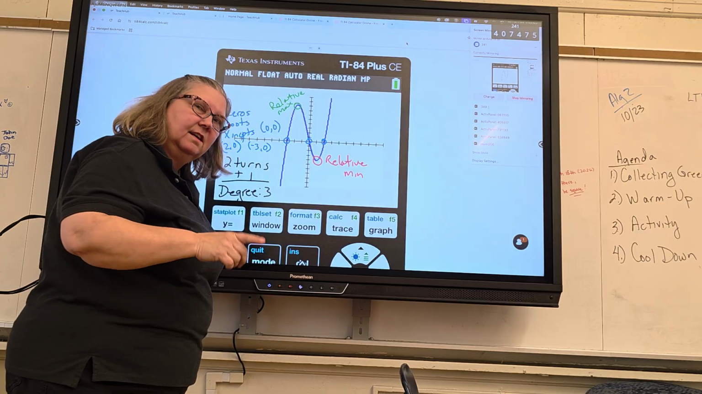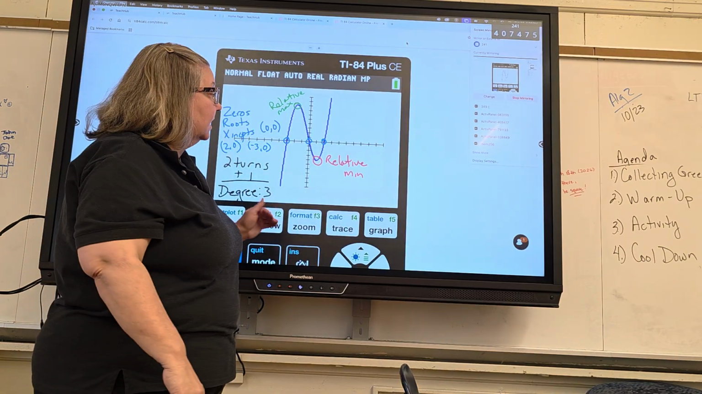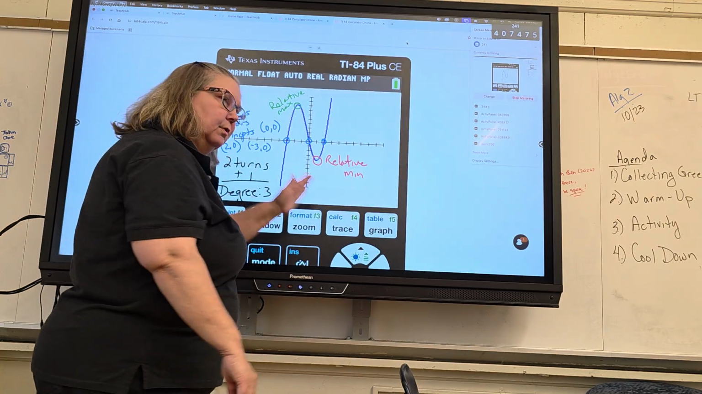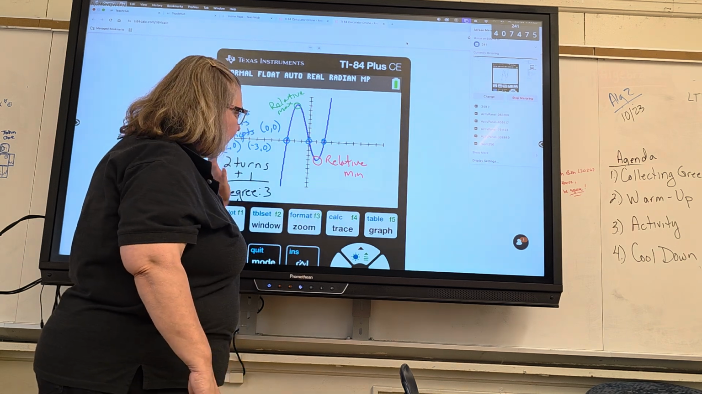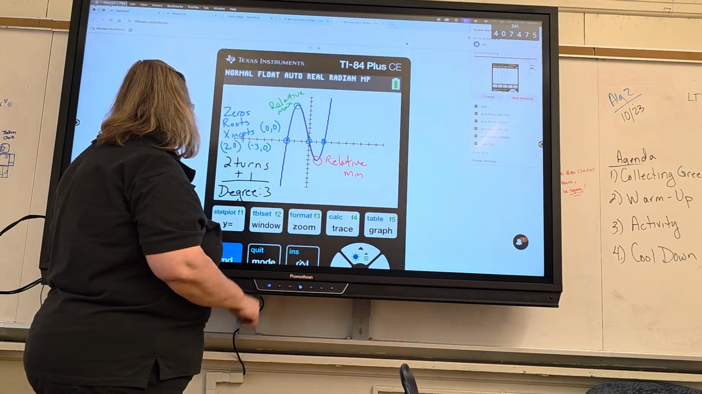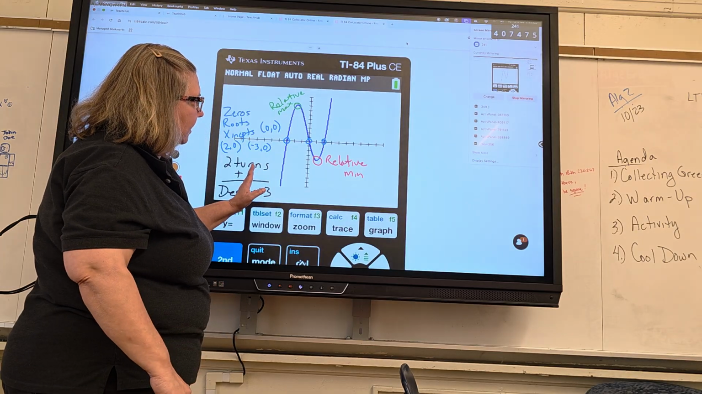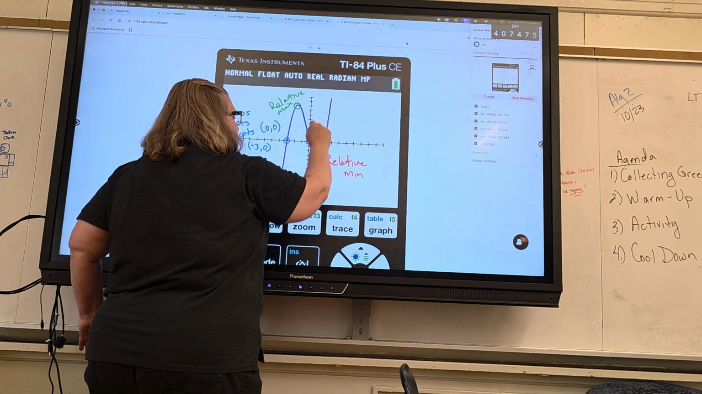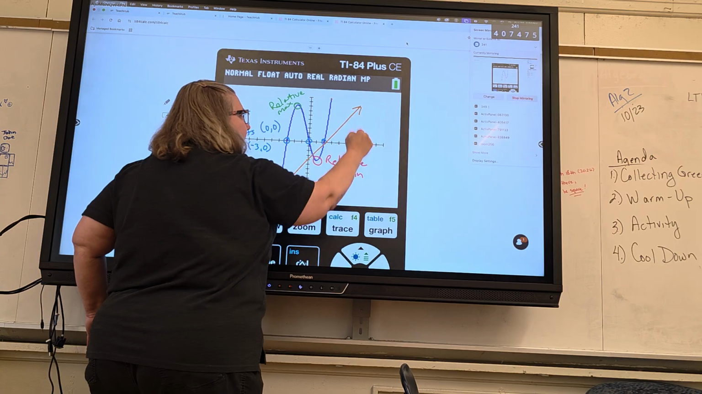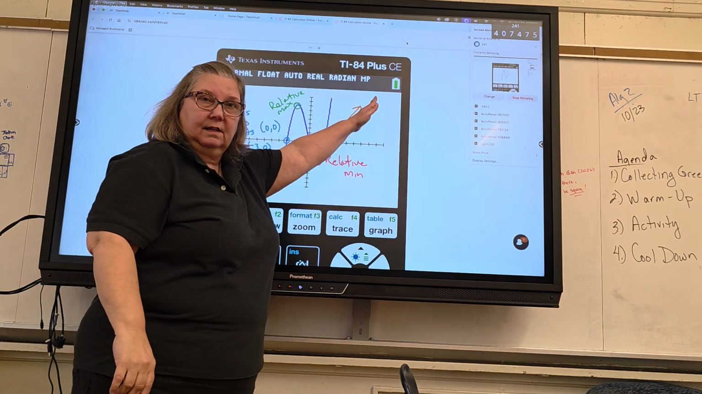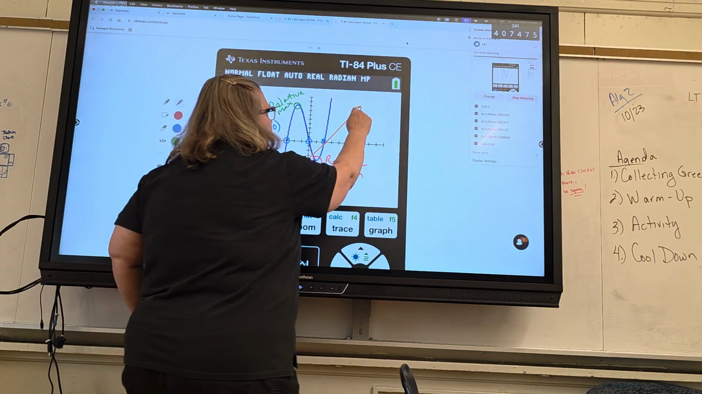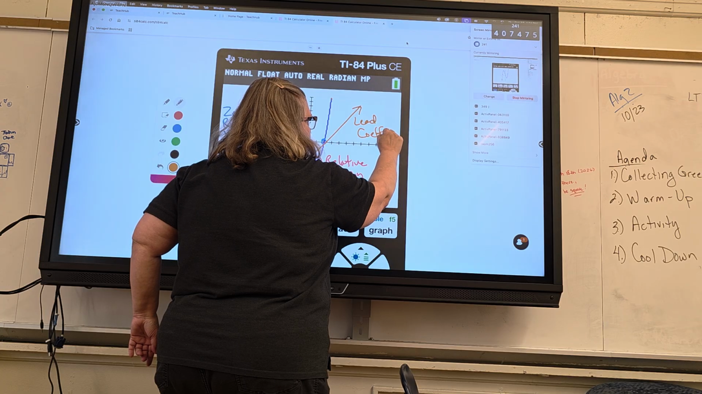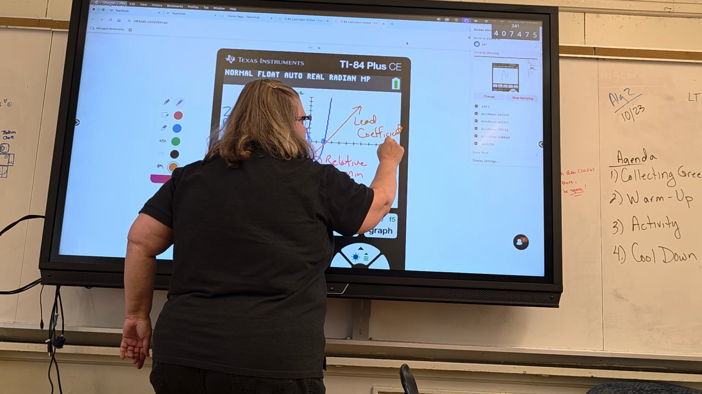And then the other thing that they want you to know in this unit is the leading coefficient. We read books from left to right, unless you're Hebrew. So you read books from left to right. If I'm looking at this graph, I'm going from a point down here to a point up there. So I'm going left to right, positive, up. So that means the leading coefficient, I think, is positive.